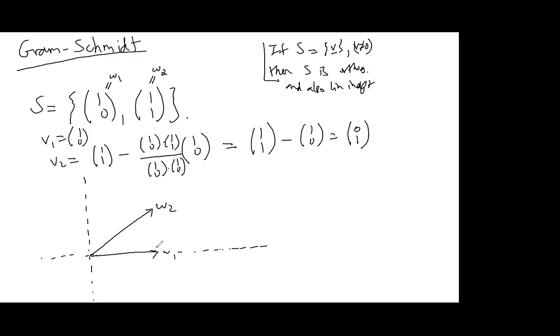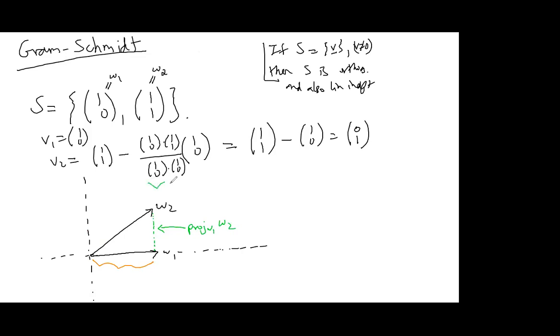Okay, and all we did was we looked at this and said W2 is not orthogonal to W1, but let's just subtract off the part that makes it not orthogonal. Right, we subtracted off this part. Right, all we kept was this part. This is the orthogonal projection of W2 onto W1.